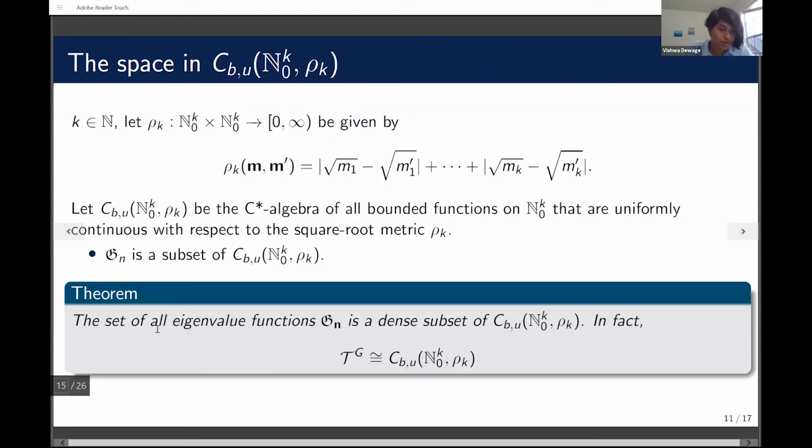And we actually proved that the set of all eigenvalue functions Gn is a dense subset of CBU on N naught k with rho k, but the only thing that we have to prove is that G1 is a dense subset in here. Now, from this, it follows that the Toeplitz algebra is isometrically isomorphic to the C-star algebra CBU.